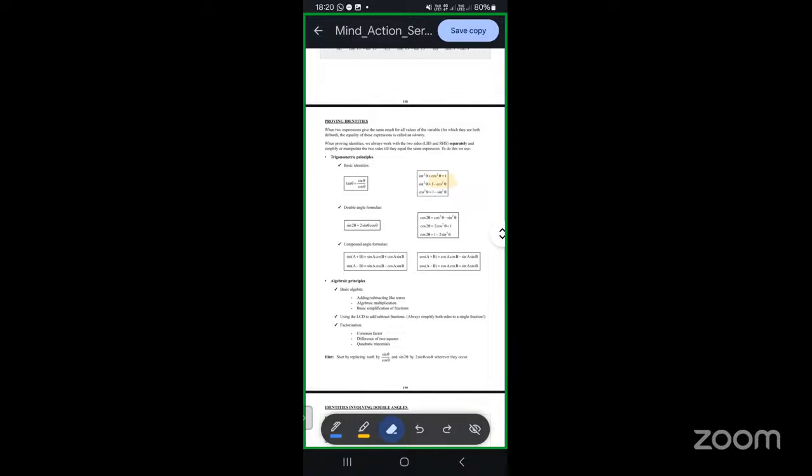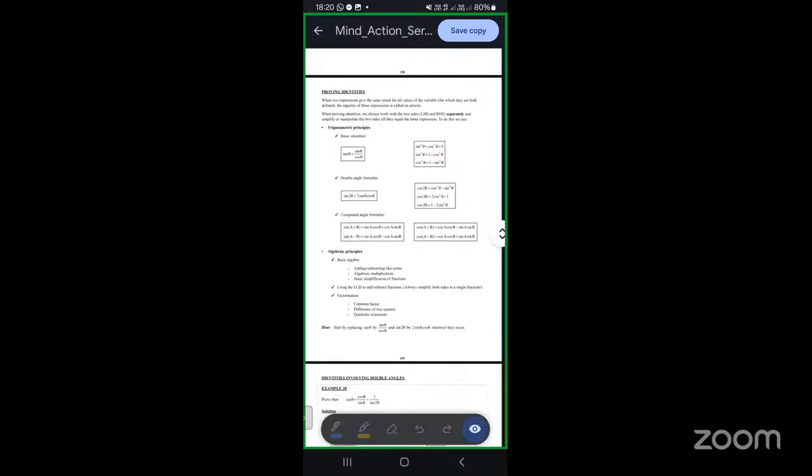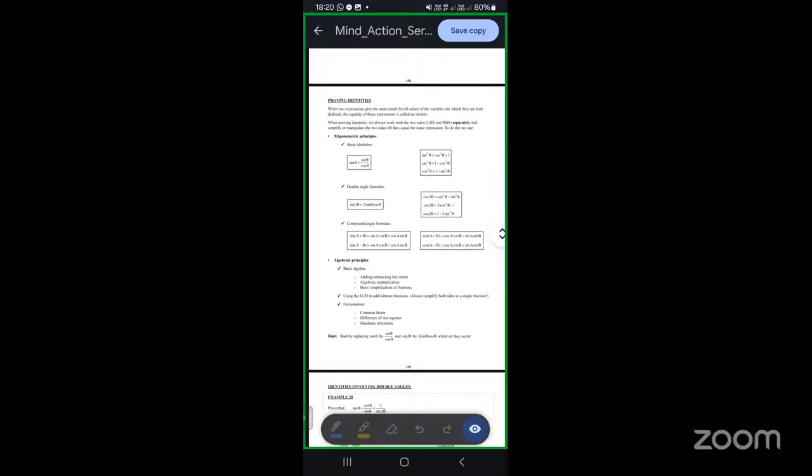Then there is this hint: start by replacing tan by sin theta over cos theta, as we've said. And wherever you see sine 2 theta, you can replace that by 2 sine theta cos theta. Okay. Then we have got an example here. Example 20, identity involving double angles. They say prove that left-hand side is equal to right-hand side.